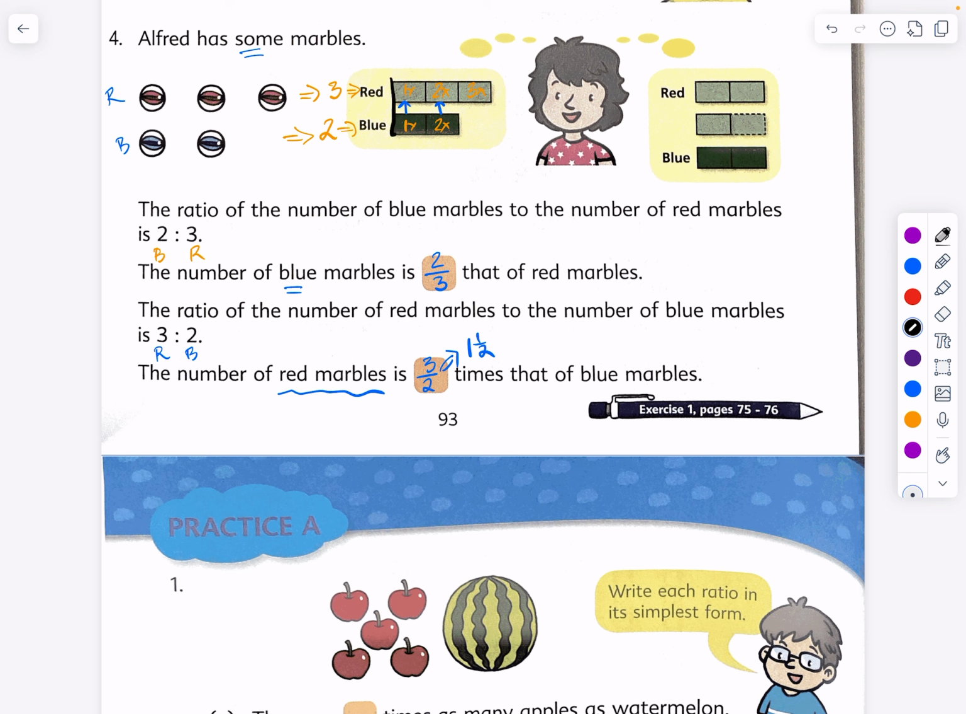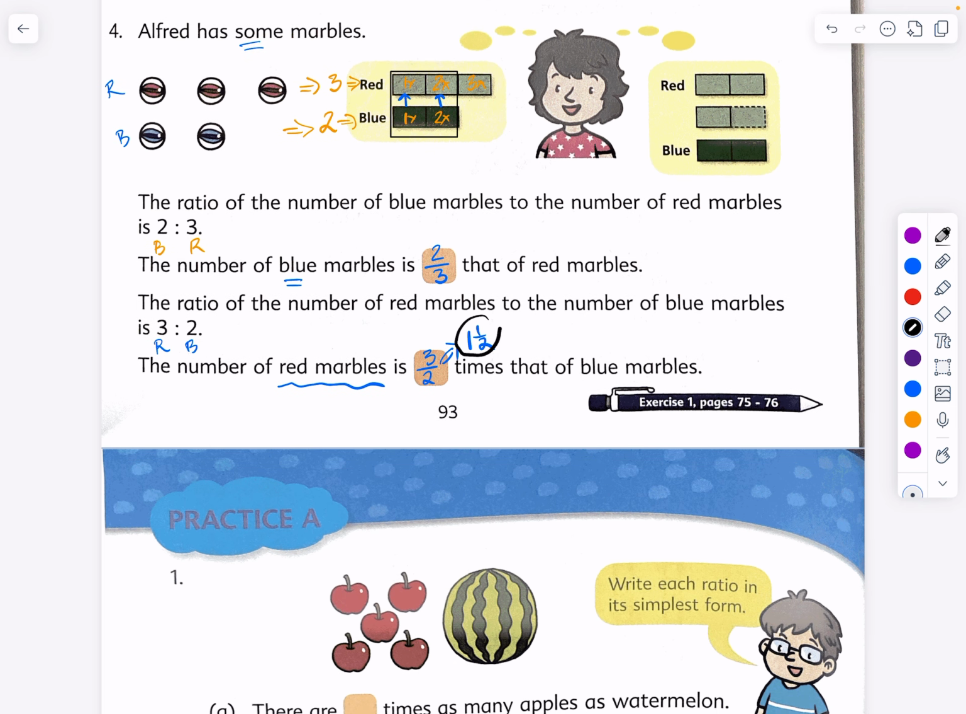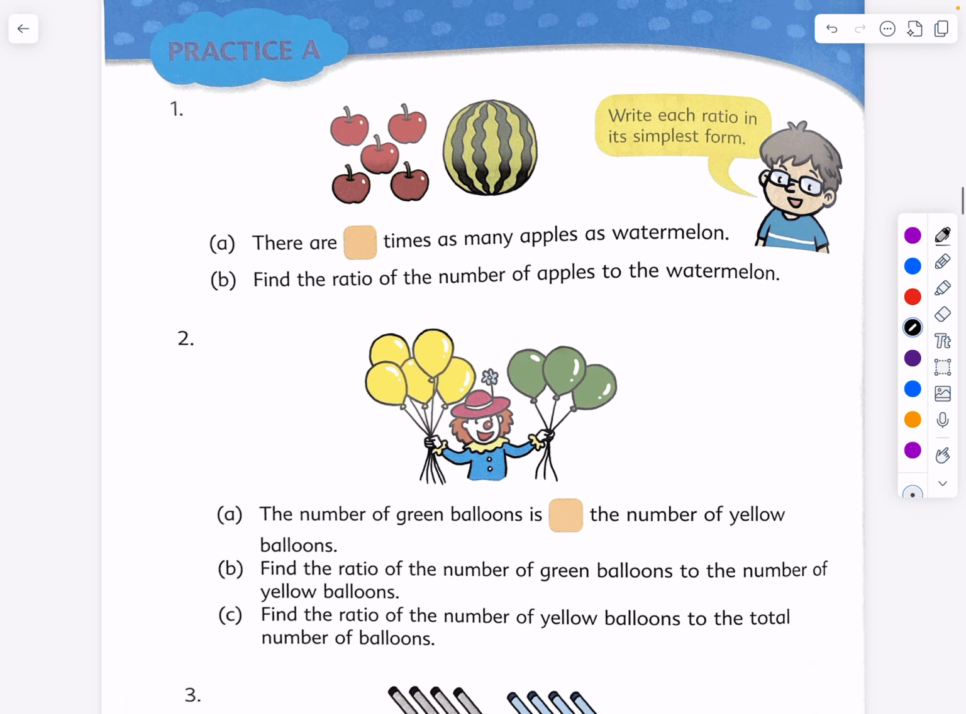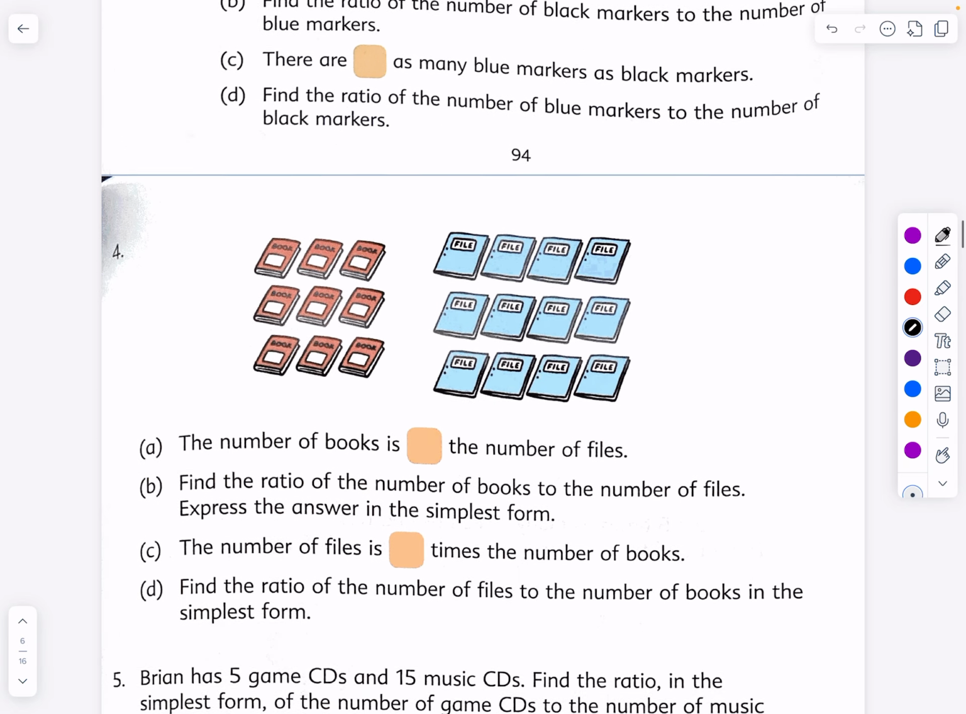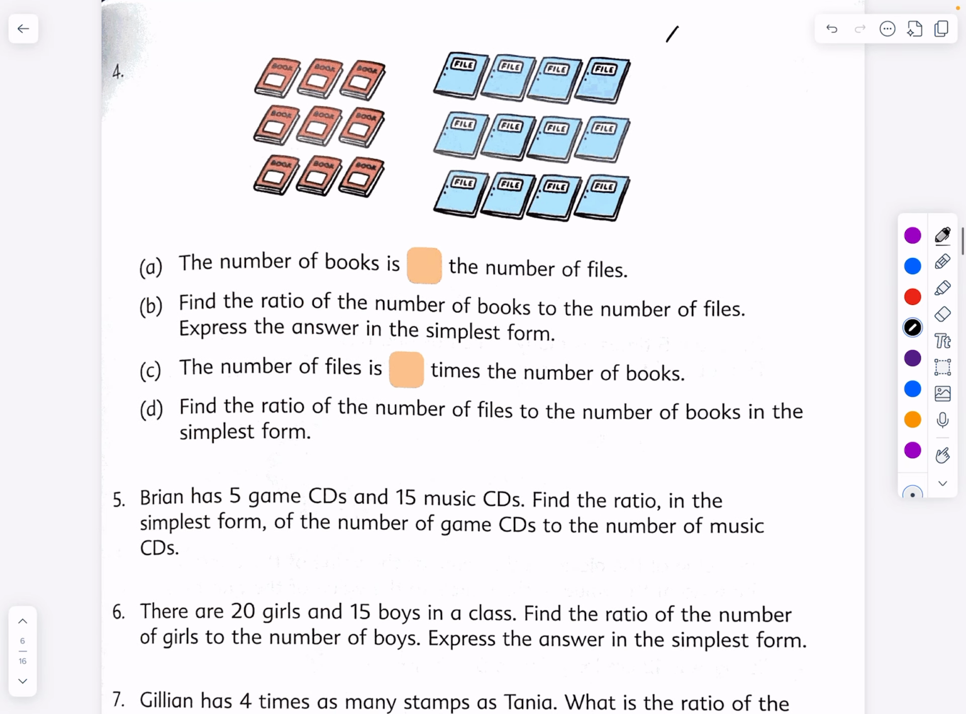Watch. This is the same, right? This is the same, and we have a half more. So it's 1.5 times more of red than blue. Now, I'm going to skip practice C until page 95. Page 95. Let's do just the second page, and then page 94 you can do on your own.